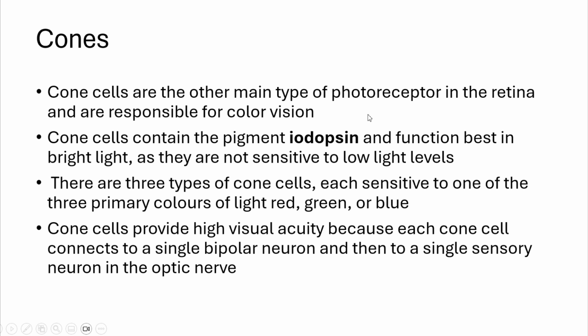Cones. Cone cells are the other main type of photoreceptor in the retina, and they're responsible for color vision. Cone cells contain a pigment called iodopsin, and function best in bright light. They are not sensitive to low light levels. That's why in low light you can't see color, because it doesn't break down the iodopsin. There are three types of cone cells, each sensitive to one of the three primary colors of light: red, green, and blue.